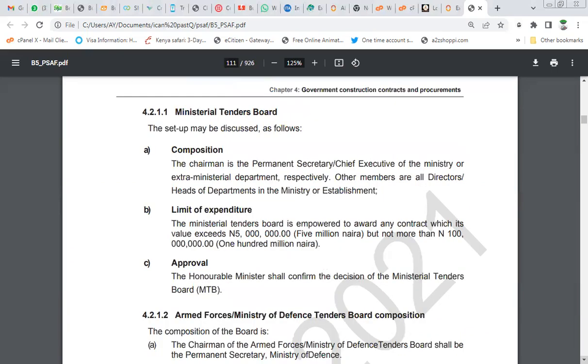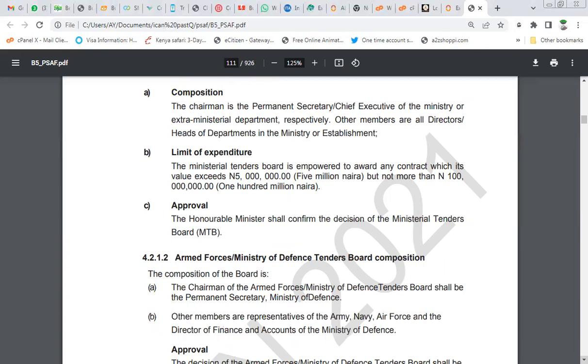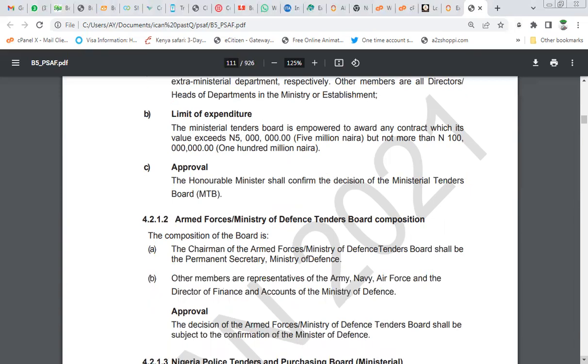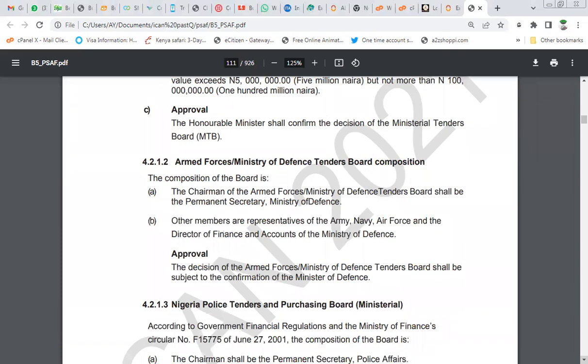But under the Ministerial Tender Board, they can award contracts from 5 million to 100 million. The approval must be submitted to the Honorable Minister, and he shall confirm the decision of the Ministerial Tender Board. So we also have the Armed Forces Ministry of Defense Tender Board. These are also ministerial tender boards.